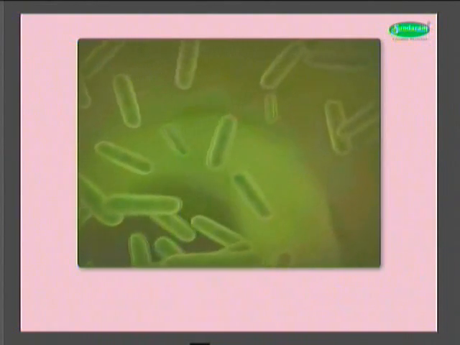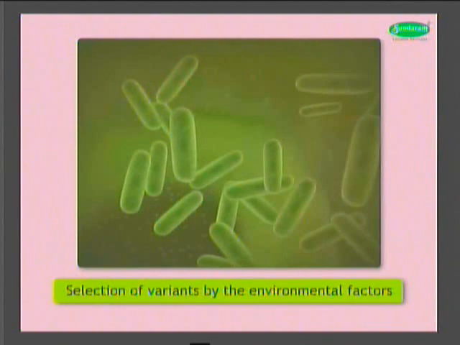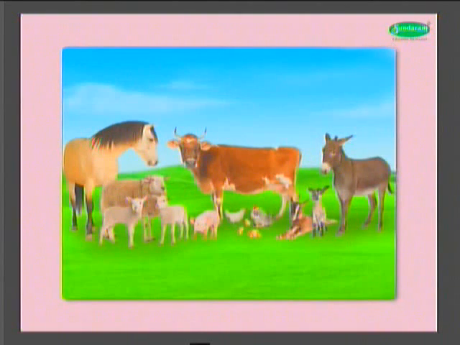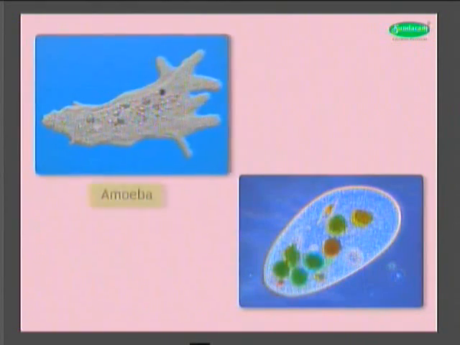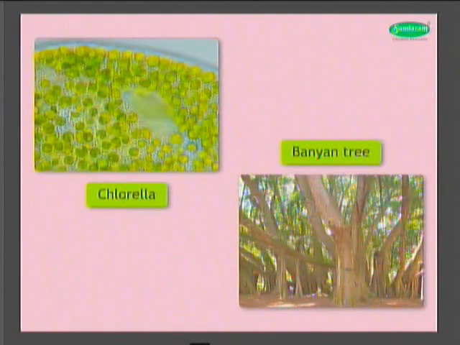For example, a bacterial species which can withstand excessive heat will survive well in conditions like a heat wave. Selection of variants by the environmental factors forms the basis for evolutionary processes. There are more than 1 crore species of animals found on this earth today. They are of varying size and complexity, say from minute unicellular amoeba or paramecium to huge and gigantic whales. Likewise, from unicellular chlorella to the big banyan tree, there are about 2.5 crore species of plants on this earth.